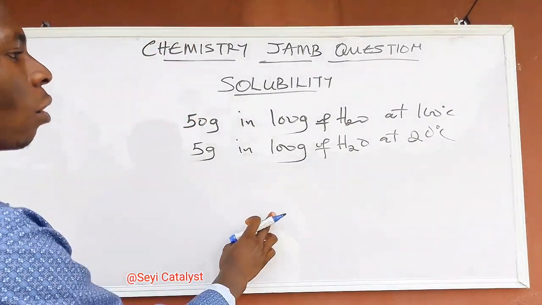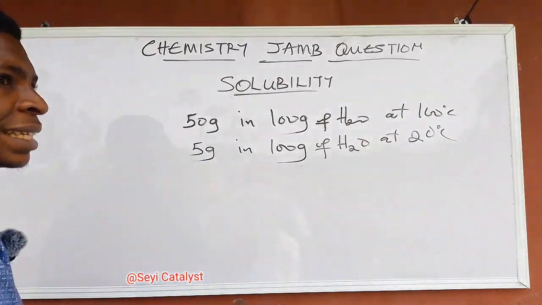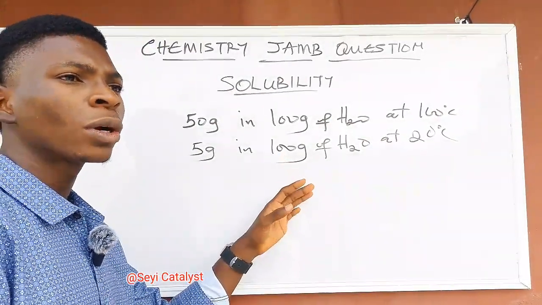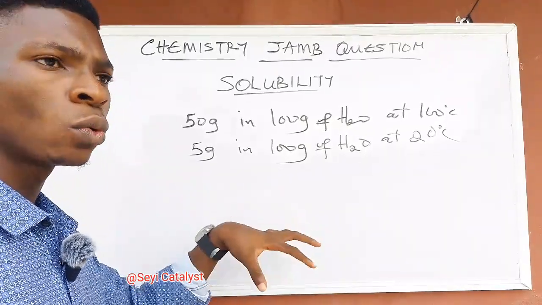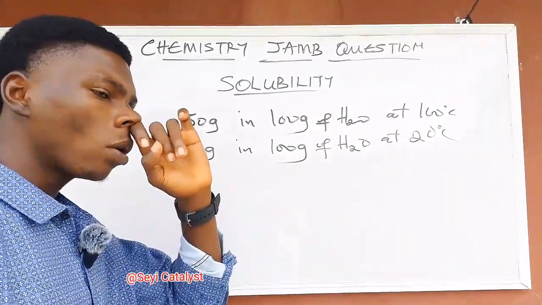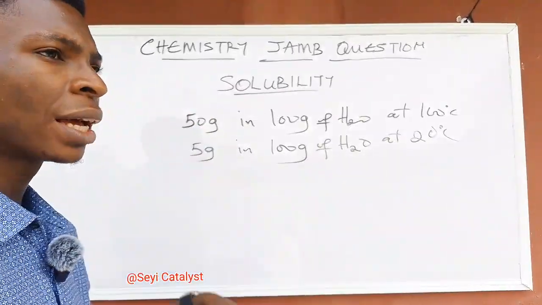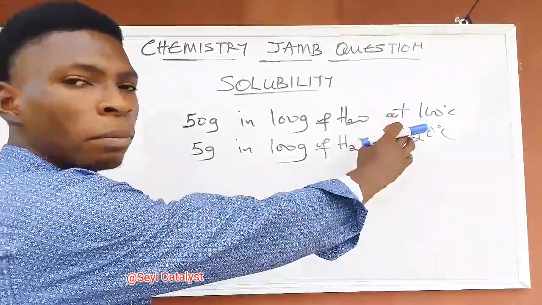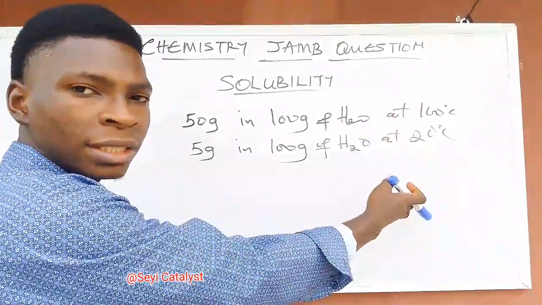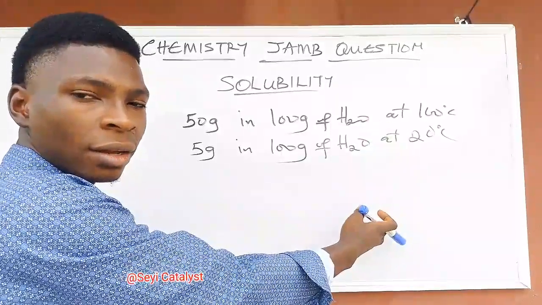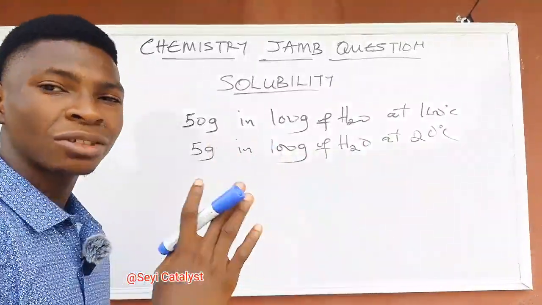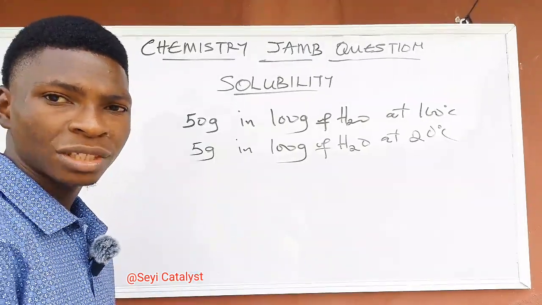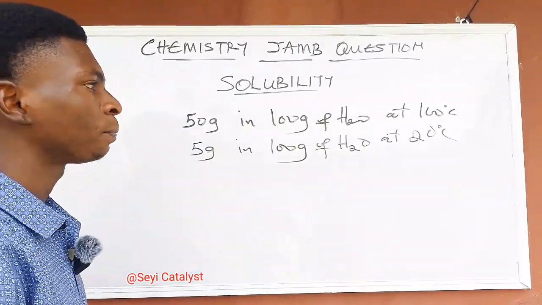Now in this case we are going to calculate the amount of solute that will be precipitated if the temperature is reduced from 100 to 20 degrees. How can we do that? Please, I want you to gain something from this video. Please pay attention very well.